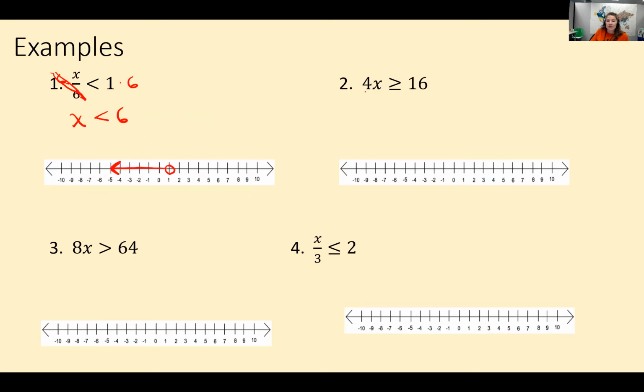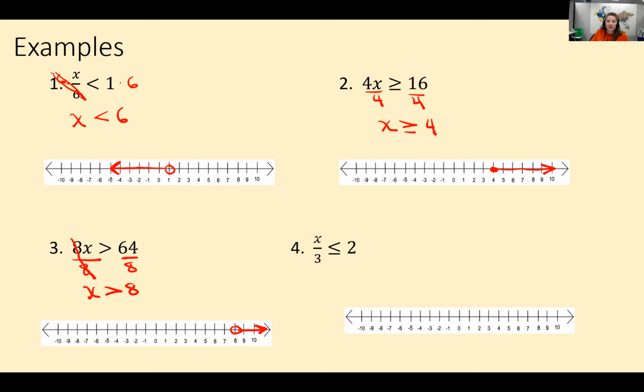The opposite of times 4, I divide by 4. So x is greater than or equal to 4. Fill in my 4. My arrow goes to the right. The third one, 8 times x. The opposite of times 8 is divided by 8. So this cancels. X is greater than 8. Find an 8, open circle. My arrow points to the right.